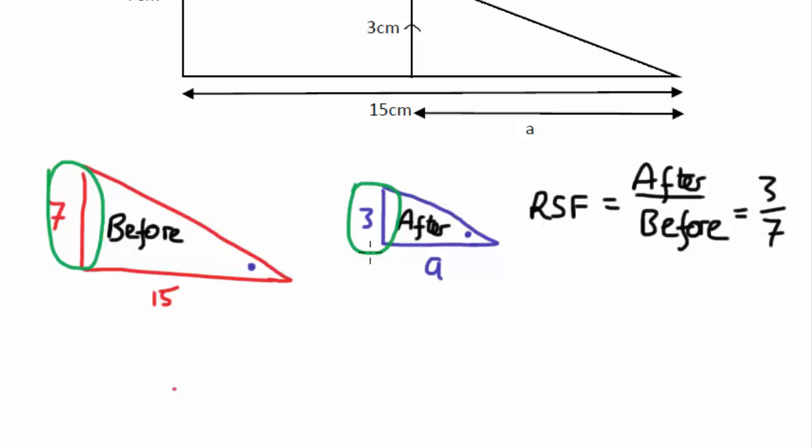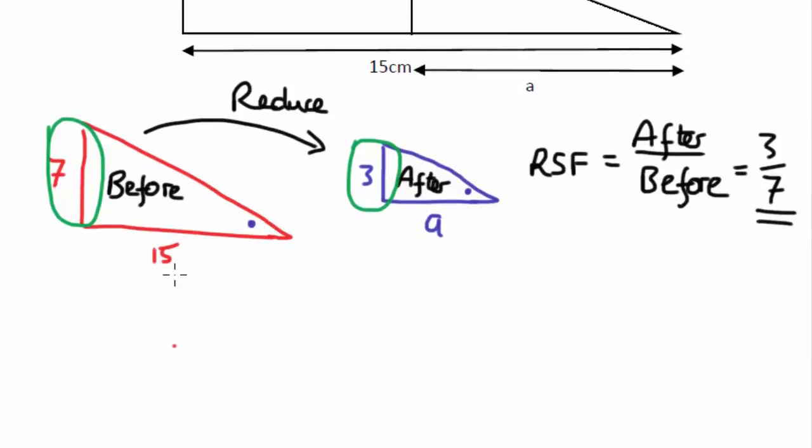Now if it's getting reduced, so that's obviously been reduced in size, then the fraction is going to be smaller than 1, because if the number you're multiplying by is smaller than 1, it's going to give a smaller number. So what we've now got is the scale factor. Now to work out what A is, we say A is equal to the corresponding side of A that we do have the value of, so that's 15 times 3 over 7. So it equals the value of the corresponding side times the scale factor that we've just worked out.